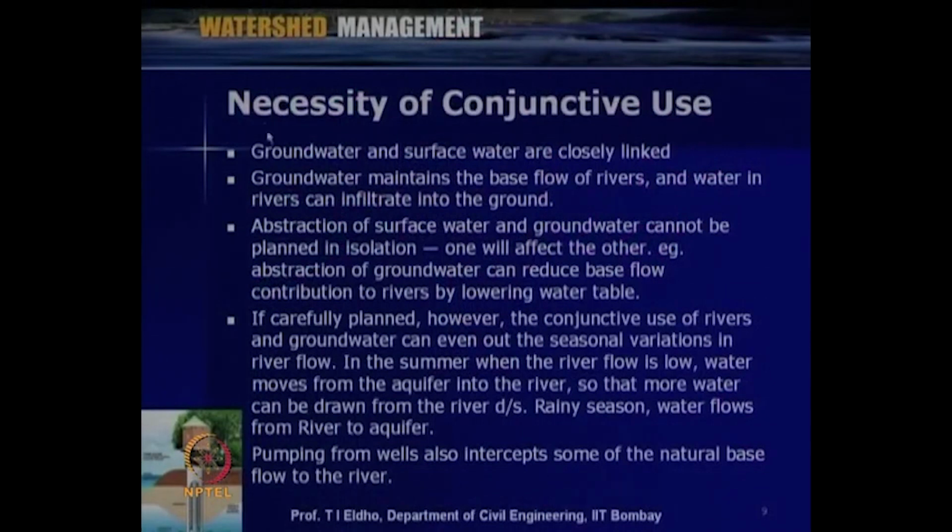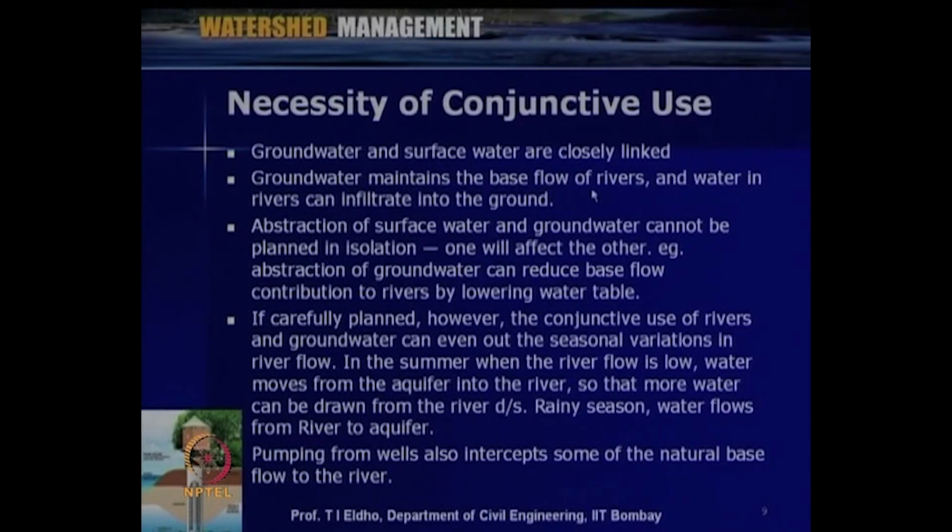So, now within this perspective, what are the necessities of conjunctive use? We are looking at the use of surface water and groundwater. So, what are the necessities? These issues are listed here. As we discussed, there is constant interaction between surface water and groundwater, like aquifer and stream interaction, as shown here. Groundwater and surface water are closely linked, so we have to see them in a conjunctive way of use.